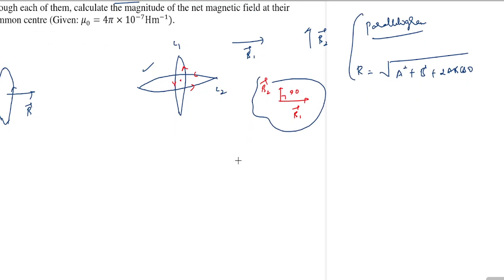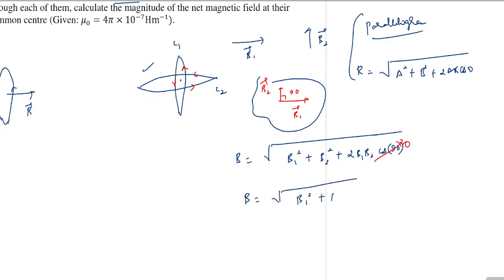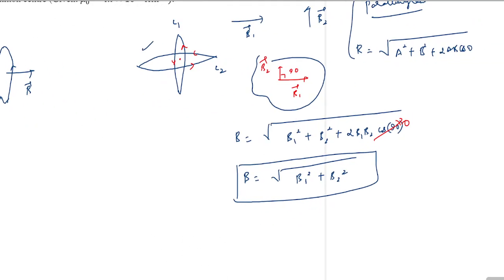Just directly say that the resultant field, which is called B, is equal to under root of B1 square plus B2 square plus 2 into B1 into B2 into cos 90, and cos 90 is 0. This becomes 0. So that term goes away. Therefore, what remains is B is under root of B1 square plus B2 square. This is the formula. But you write the formula where B itself, which we wrote earlier, for any loop is given as mu naught I by 2 into radius.